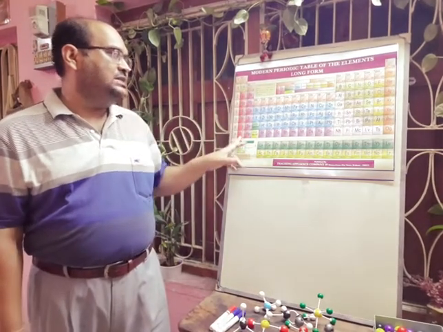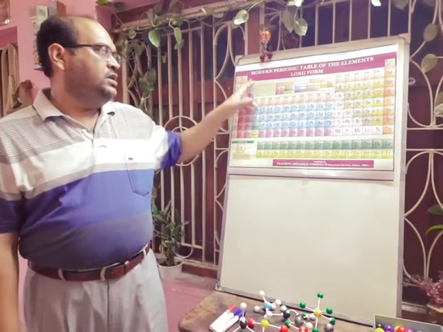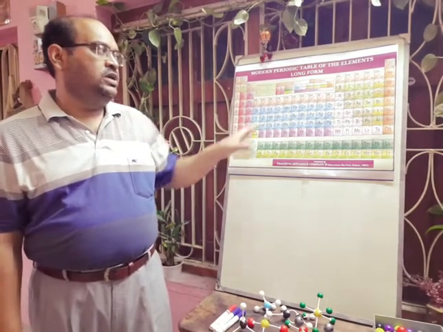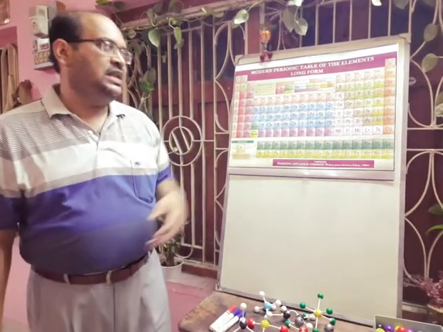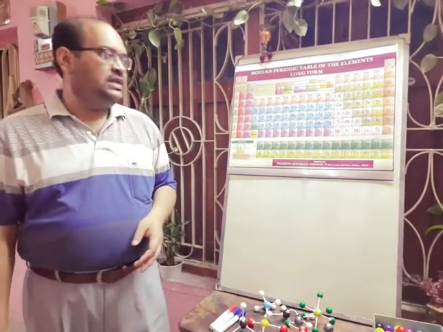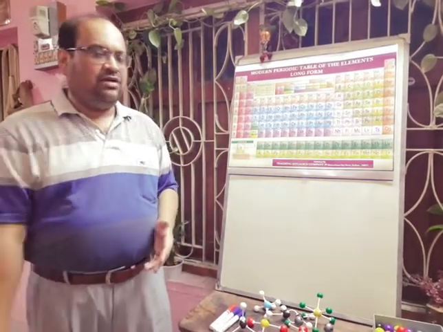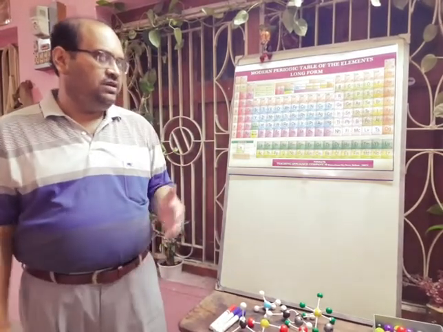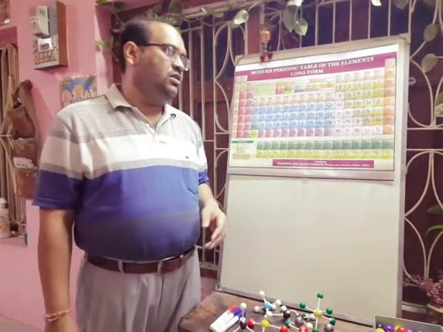In group 1, one electron is present in the valence shell, so its valency will be 1. In group 2, valency will be 2. In group 13, there are 3 electrons in the valence shell, so its valency will be 3. In group 14, there are 4 electrons in the outermost shell for each element, so it will show a valency of 4.